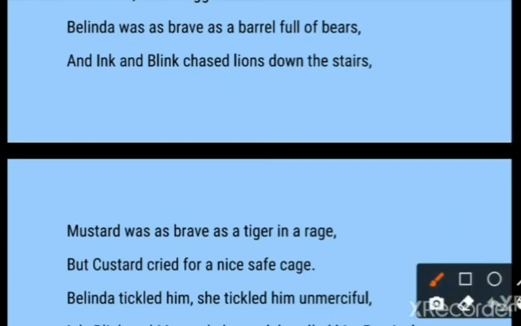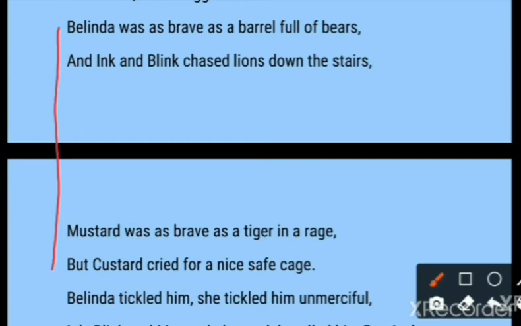Then we have another stanza, that is the fourth stanza. And in the fourth stanza we find that we have a rhyme scheme. We have the rhyme scheme a a b b, and that is with every stanza of the poem.